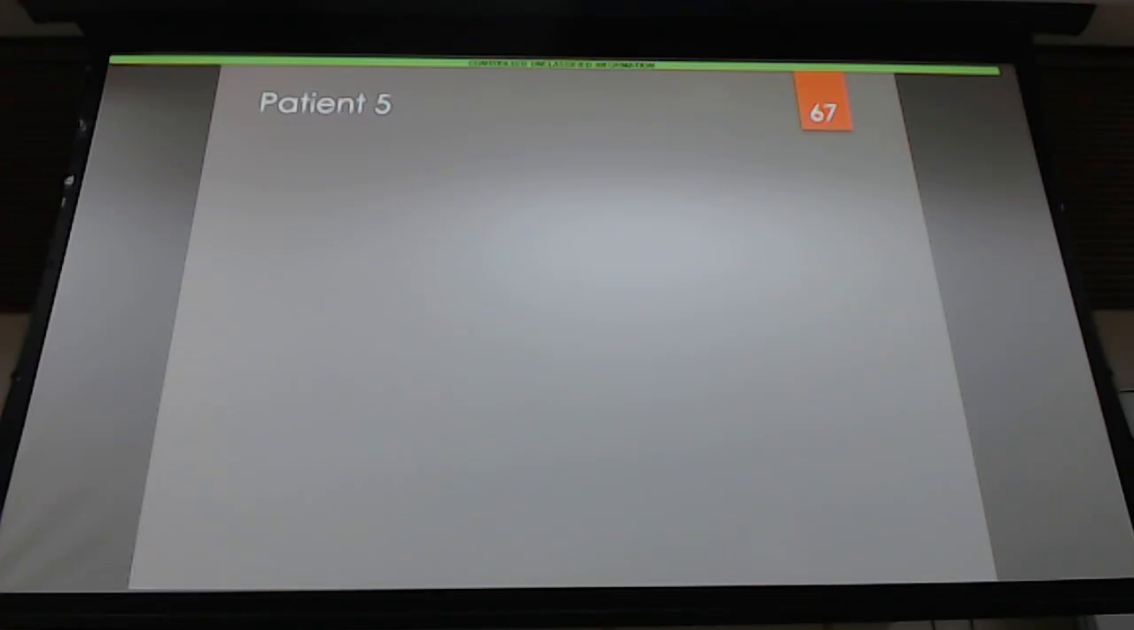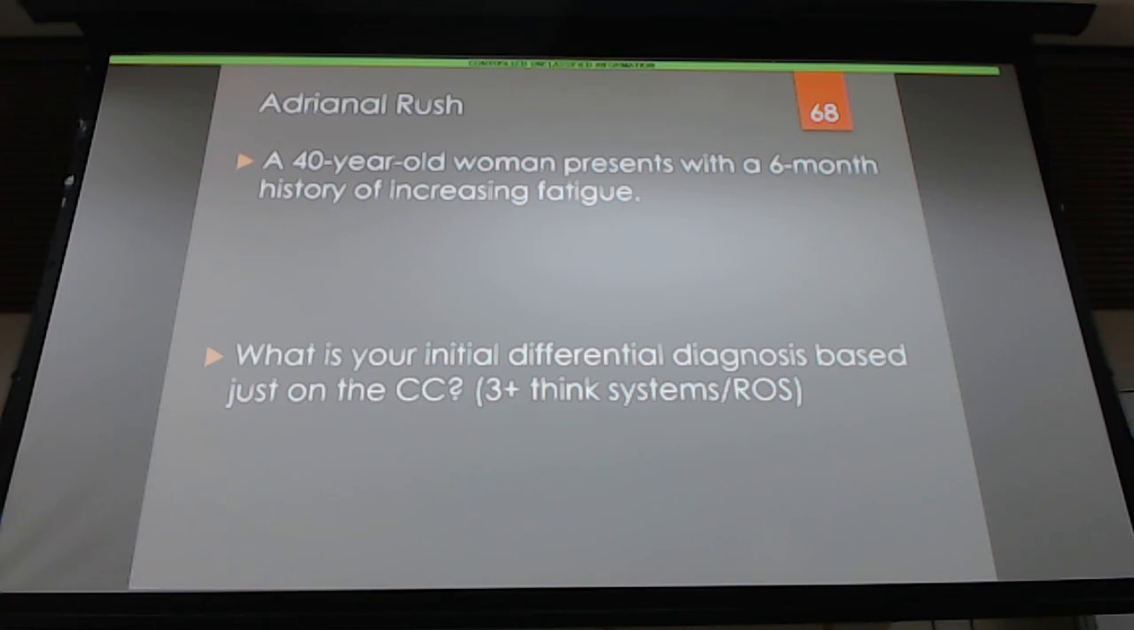In the corner, we have a new patient. Okay, adrenal rush. A 40-year-old woman presents with a 6-month history of increasing fatigue. What is her initial differential? Give me at least 3. We're in clinic, right? So just think big. Yes, depression, I like it. One more, an amazing big one. What else is on the back of our mind in clinic that hasn't been said yet? Yeah, cancer, right.